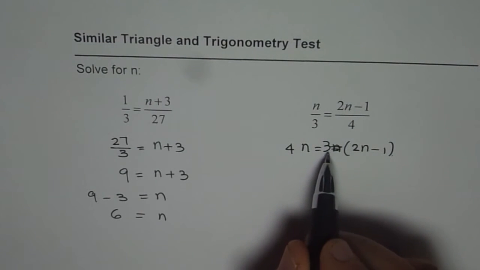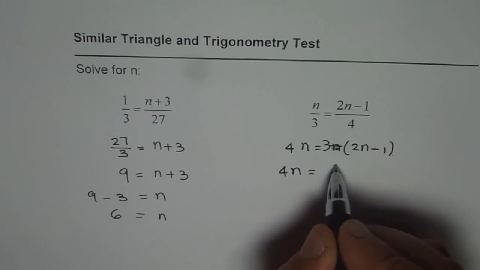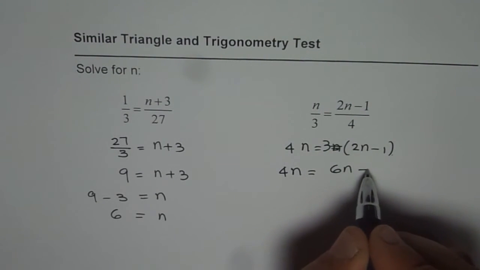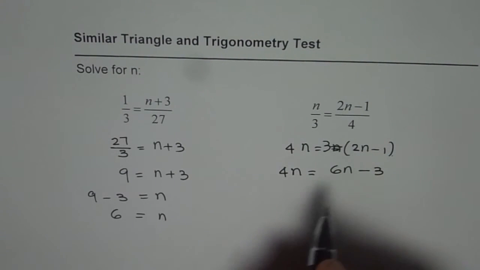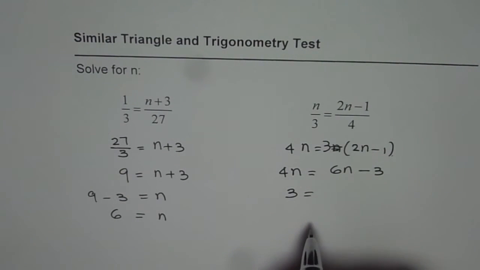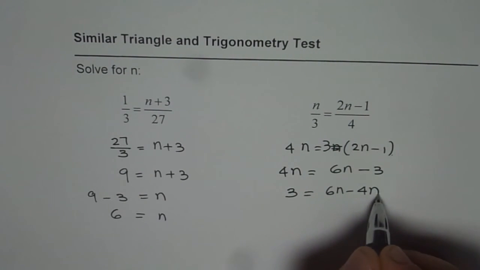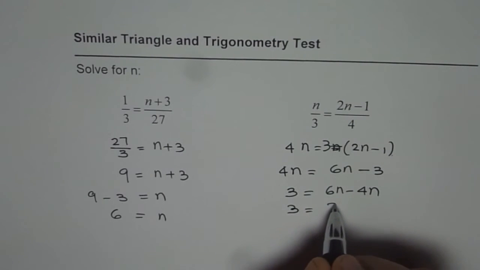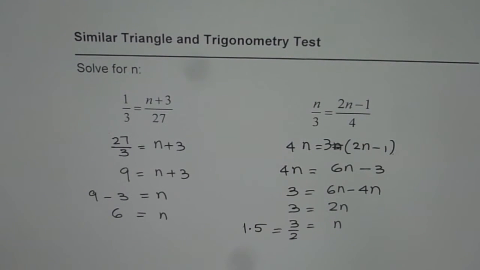Now apply the distributive property and expand the right side. So we get 3 times 2n as 6n, and 3 times minus 1 is minus 3. Now you can bring constants to one side and variables to the other. So we'll prefer to get 3 here. Since it is minus, we'll add 3 on both sides. Subtract 4n, we'll get 6n minus 4n. And that gives us 3 equals 2n, or n equals 3 over 2, which you may write as 1.5. So that is how you can solve such ratios.